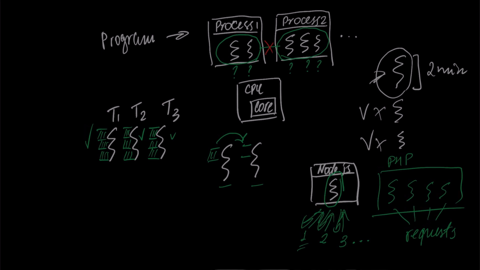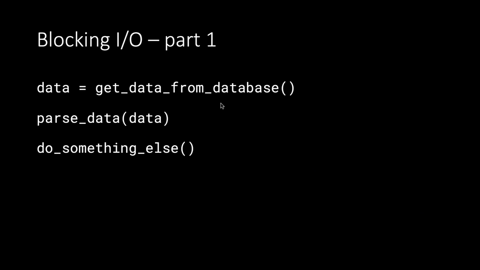Now I would like to talk in more detail about blocking and non-blocking input-output operations. I would like to start by saying that with blocking I/O, it is easier to program. Let's have a look at a simple example of a blocking I/O operation. Here on the first line we get data from the database, which is a network I/O operation. Then we store the data in the variable data. Then we parse the data, and then we do something else.